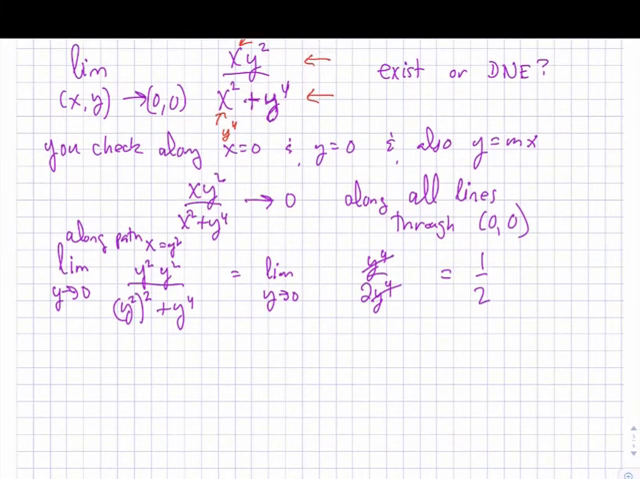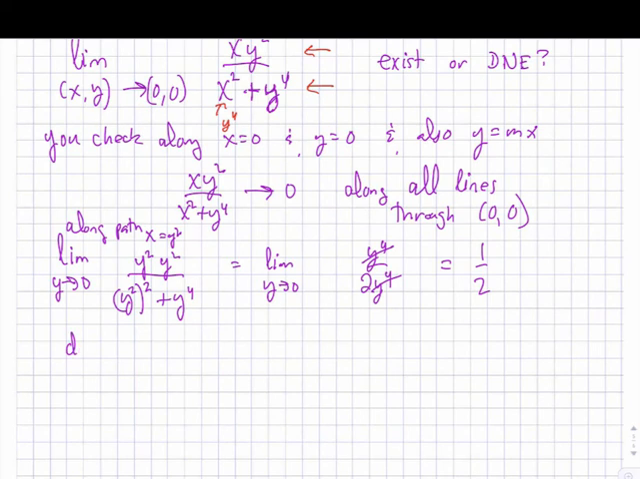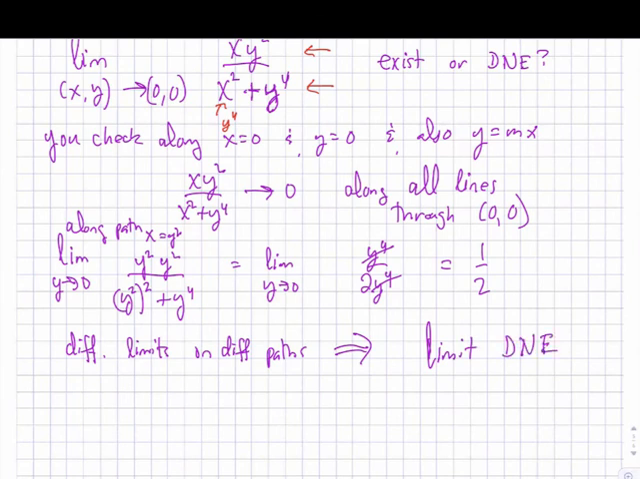Okay, so along all lines approaching the origin, we get limit 0, but along this parabolic path, we get 1/2. Different limits on different paths. That tells us that the limit does not exist. All right, go do some homework.